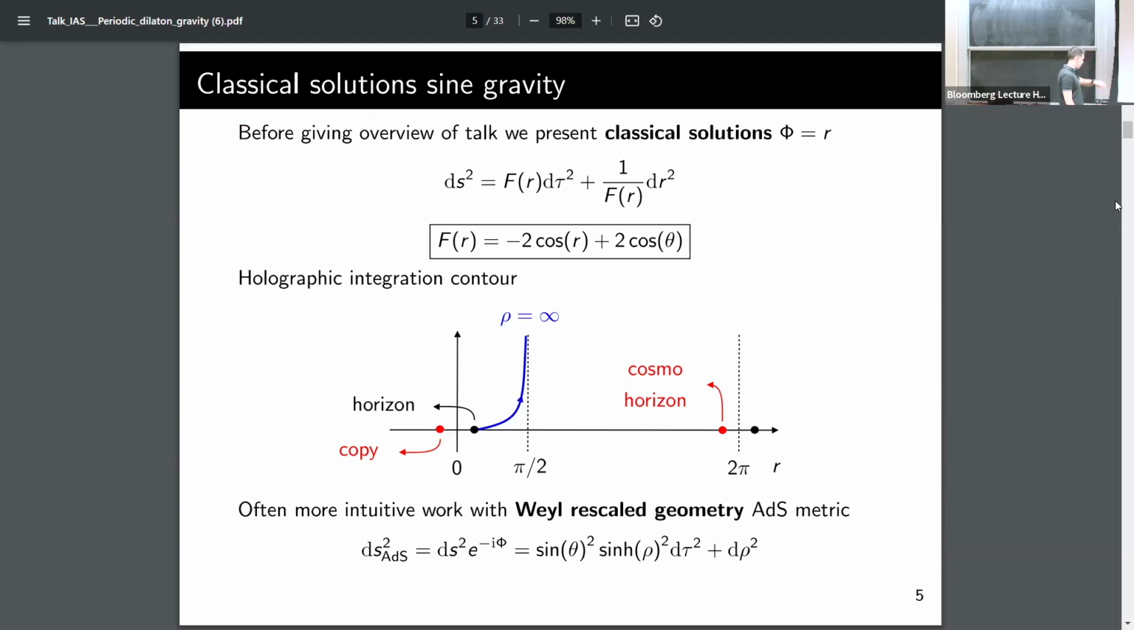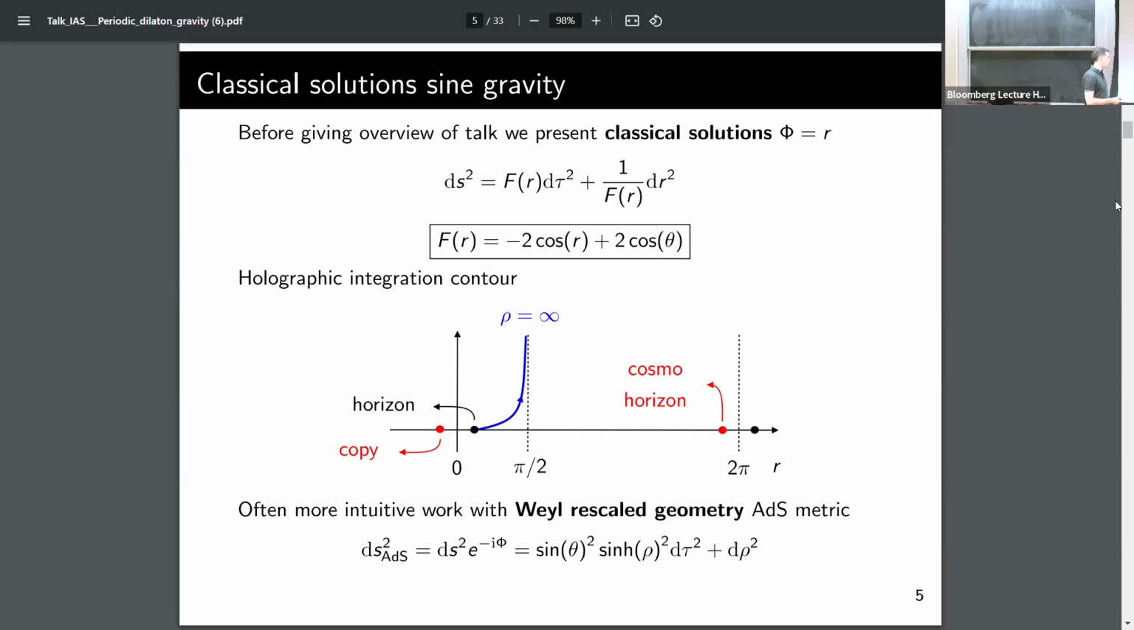Okay, so before giving an overview of the talk, let me briefly present the classical solutions of sine dilaton gravity, where the dilaton is the radial coordinate r, and the metric takes this form. The relevant holographic integration contour is the following. It's in a complex R-plane. It looks a bit funny, but it looks more natural once you do a Weyl transformation. And in fact, a lot of the gravitational features in this model are more intuitive when you work with a well-rescaled geometry or well-rescaled metric.